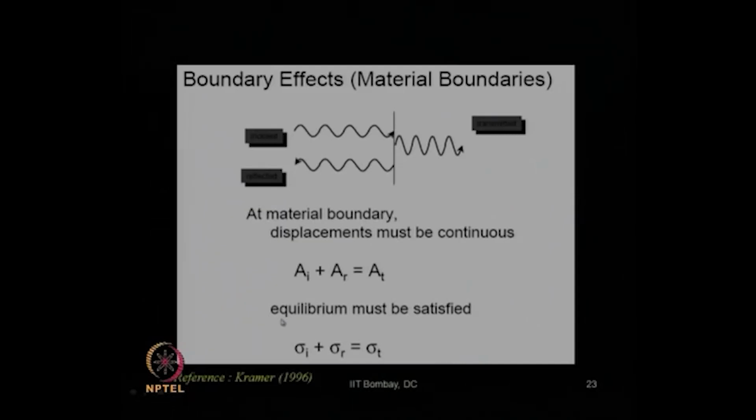Again, if we want to maintain the equilibrium of the forces, or equilibrium of stress, what condition should be satisfied at this boundary? The stress amplitude due to the incident wave and the stress amplitude due to the reflected wave, their algebraic sum should be equal to the stress amplitude due to the transmitted wave. Then only we will say that at this boundary the stress equilibrium is also satisfied. So, these are the two basic conditions we always need to satisfy at a boundary: one is stress equilibrium and the other is displacement compatibility.